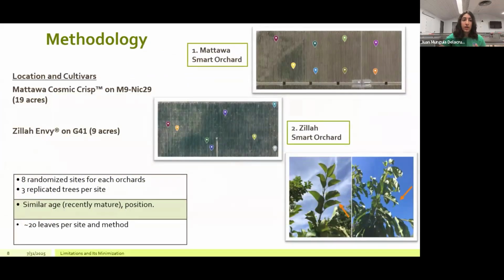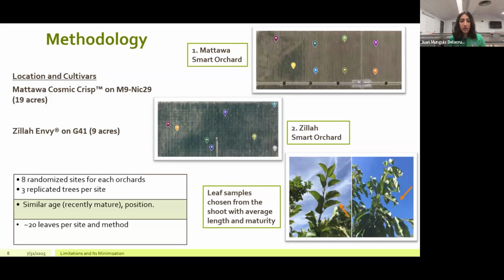Both of these smart orchards have different cultivars of apples. Mattawa's was Cosmic Crisp and Zilla's was Envy. For each sample that we collected, we had to make sure that the leaves were mature. Why are we doing this? Just to ensure that we account for the standard amount of nutrients in a mature leaf, because here we're not testing leaf age.